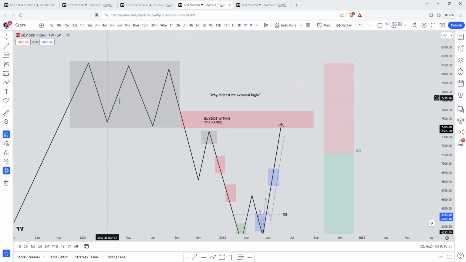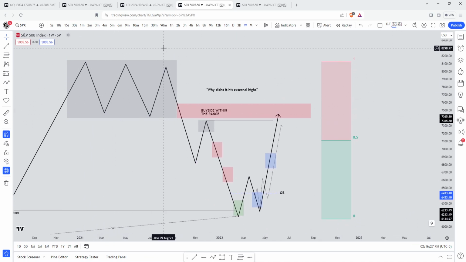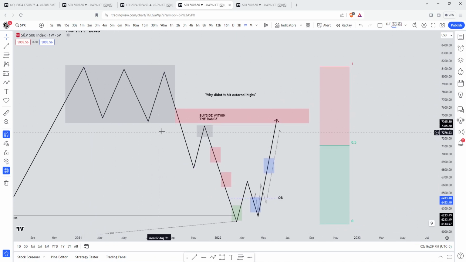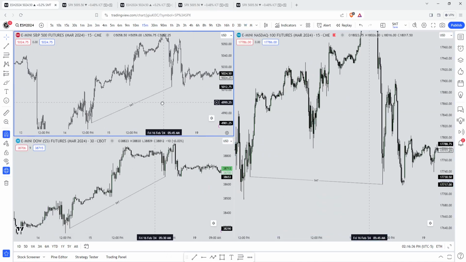Don't be aiming for all the way up here, aiming for the highest target when there's no higher time frame bias indicating for price to head past that. So that gem alone will save you guys a lot of losses, because it has saved me a lot of losses. Here's an example of what I'm talking about.